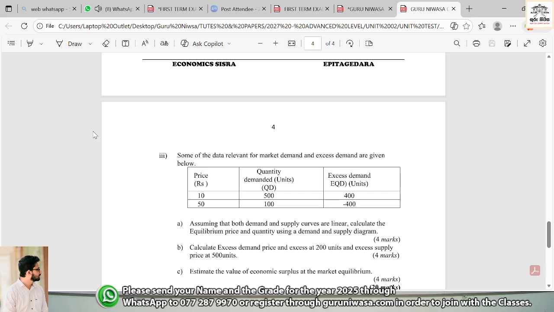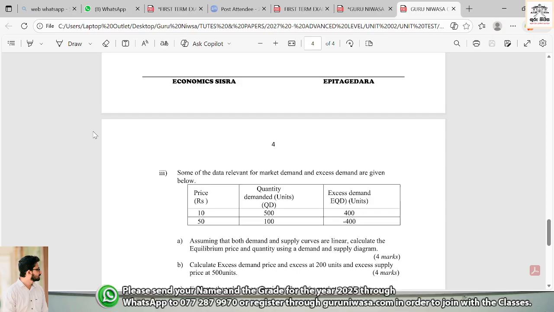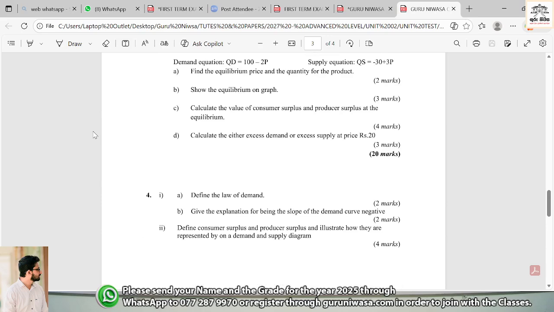Have you done the question in your paper? The fourth one? Done, sir. Not the full one, right? You have done something, but the last part is not correct. Okay, let's do it quickly. Define the law of demand. How do you define the law of demand? Tell me, but don't give definitions which are not perfect.